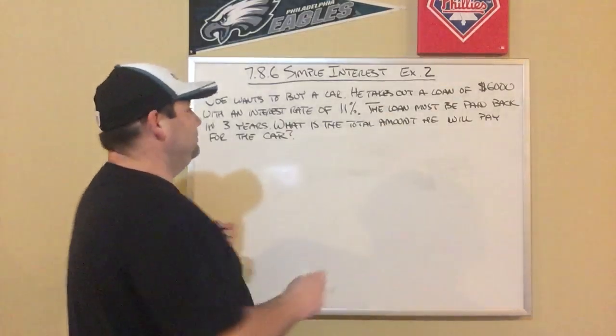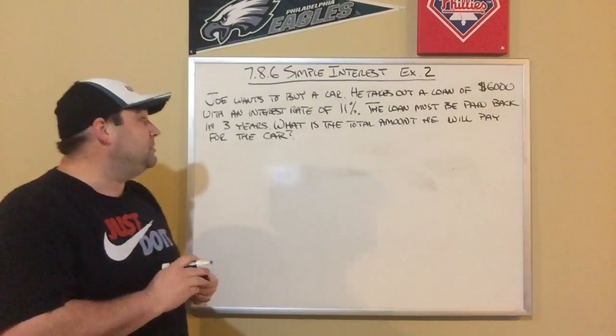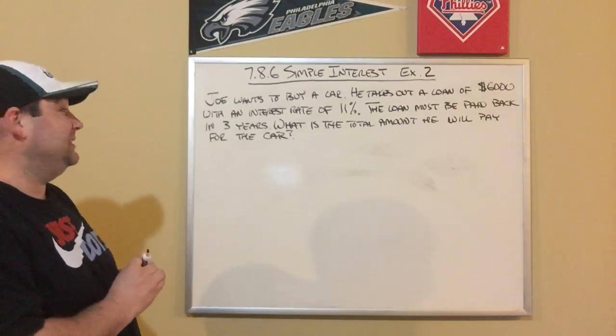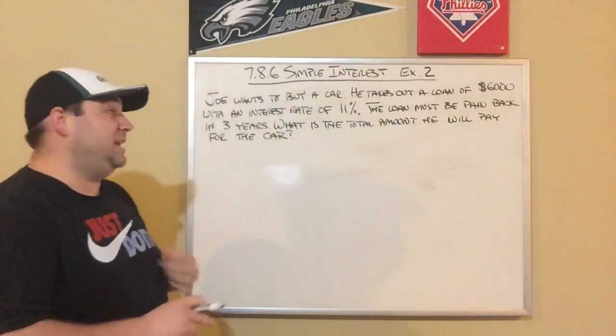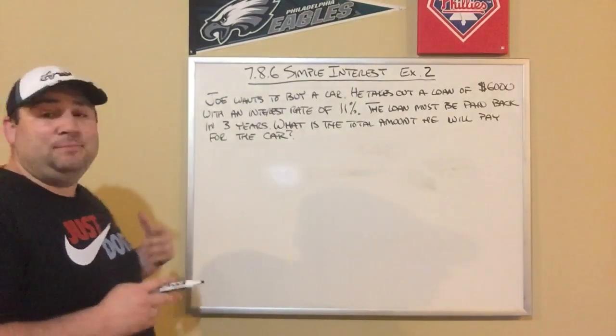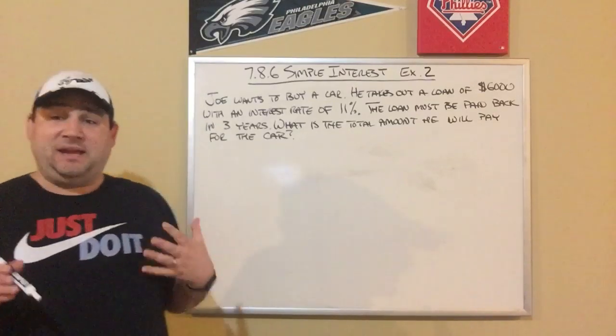Okay, we got example 2 on simple interest. So this problem says Joe wants to buy a car. He takes out a loan of $6,000 with an interest rate of 11%. The loan must be paid back in 3 years. What is the total amount he will pay for the car?